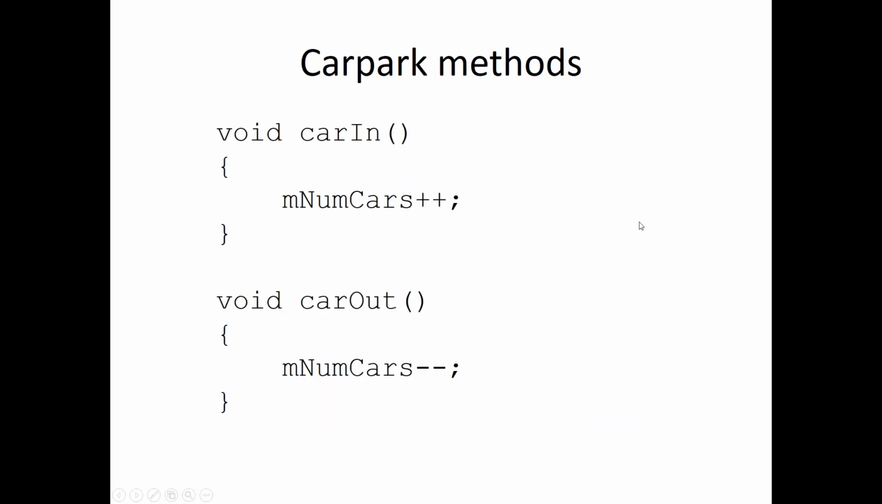And there's the 2 methods in question. The car in method basically adds 1, which is where the plus plus comes along, adds 1 onto the value of numcars. And then our car out method, which has the minus minus, which allows us to remove 1 from the value of numcars.